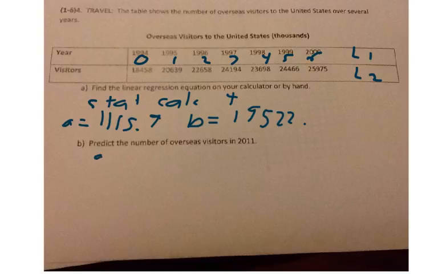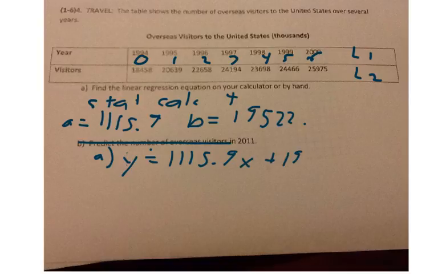So, still in my A answer, so we'll get to B in a second. I'll leave it as 2011. I have 1,100. Y equals 1,115.9 x plus 19,522. Now in part B, it asks for what happens in the year 2011.